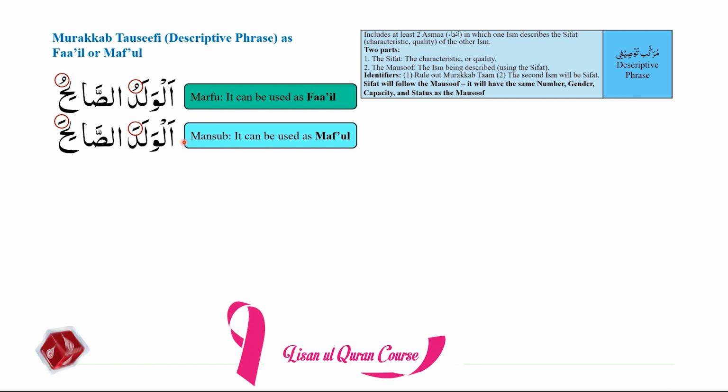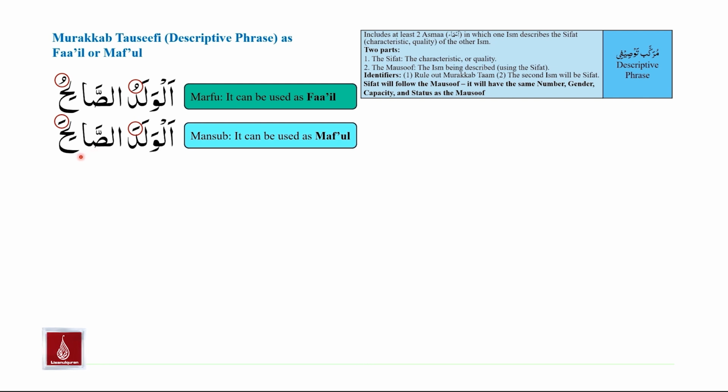In the next example, al-waladas saliha. Al-waladus salihu means the pious boy. Al-waladas saliha also means the pious boy, but al-waladas saliha is mansoob, al-waladus salihu is marfu. Since al-waladas saliha is mansoob, it can be used as maf'ool.